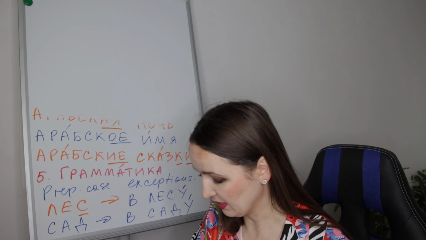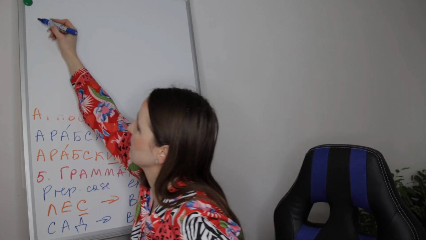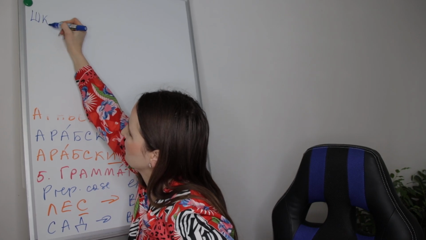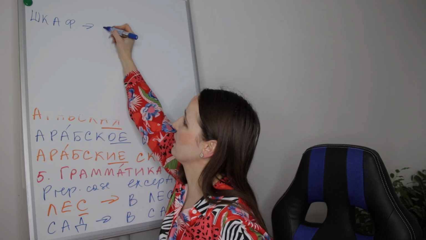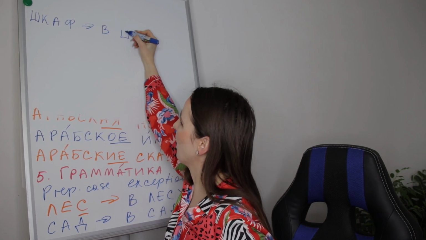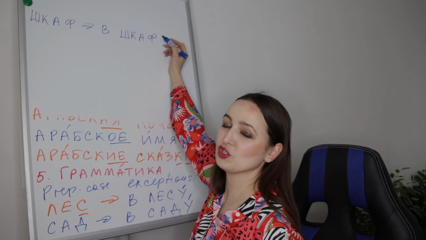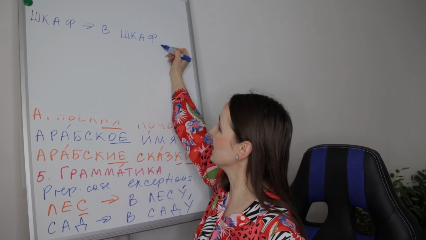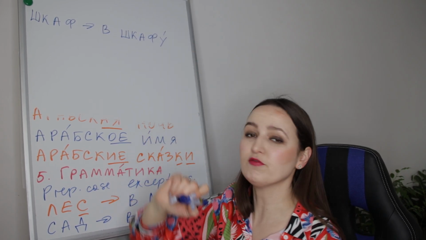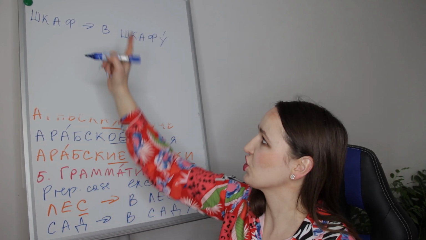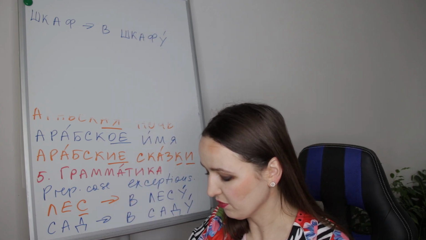Следующий пример. Next example is шкаф, closet. How to say in the closet in Russian language? В шкаф. And according to the rule, we have to write "ye" here because it's masculine, but it's an exception, so it will be в шкафу, in the closet. Шкаф в шкафу, closet in the closet.